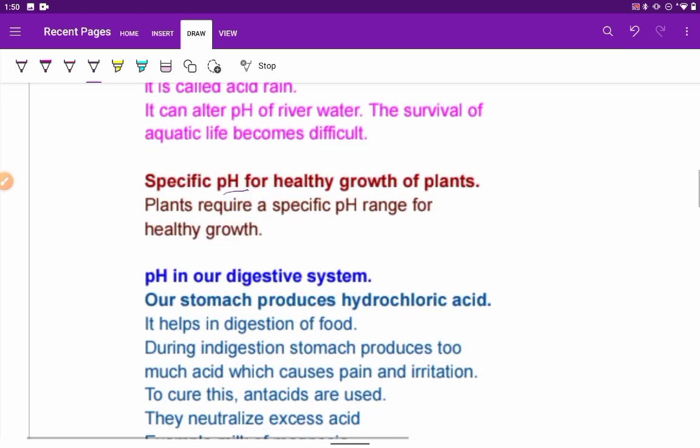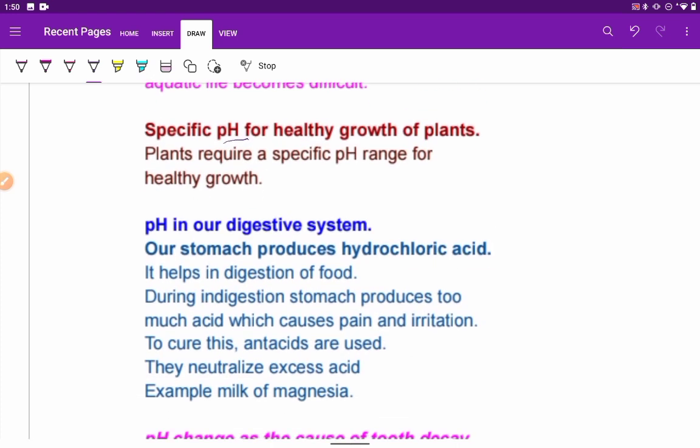pH in our digestive system is also important. We know that our stomach produces hydrochloric acid. It helps in digestion of food. But what happens during indigestion? The stomach produces too much acid, and that can cause pain and irritation. In order to cure this situation, antacids are used. Antacids neutralize the excess of the acid. One such antacid is milk of magnesia.